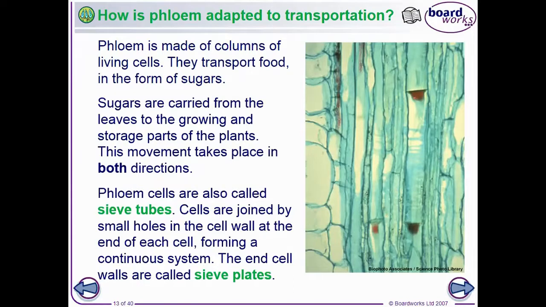The cells are joined in a continuous fashion, and where one cell ends, another cell begins, you have these sieve holes or these perforations that allow for the transport of sugars in both directions. So cells are joined by small holes in the cell wall at the end of each cell, forming a continuous system. The end cell walls are called sieve plates, okay? So the sieve plates, they have little perforations or holes that allow for the easy inward and outward movement of sugars.